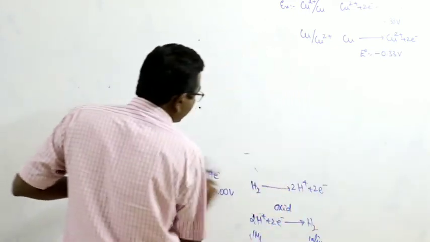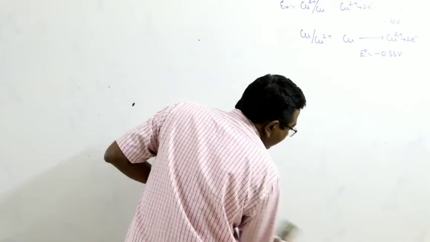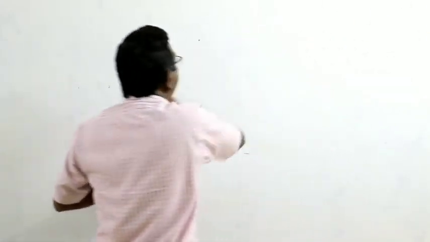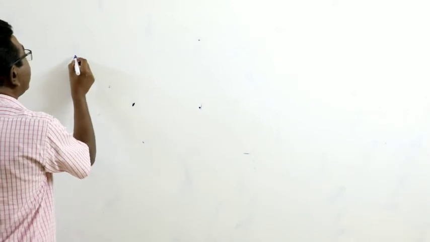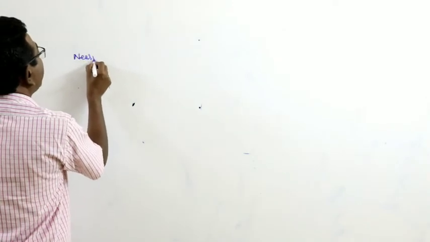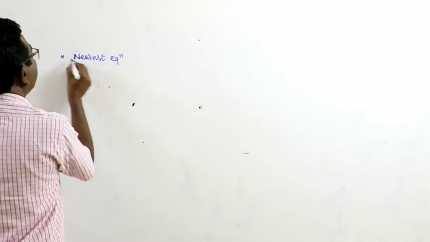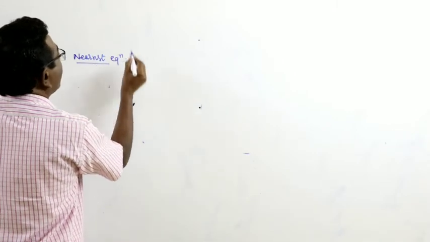Here in textbooks, the electrode potentials are given in terms of reduction potentials. They are represented as standard reduction potentials. But there is another expression used to calculate the electrode potentials. That is nothing but the Nernst equation.